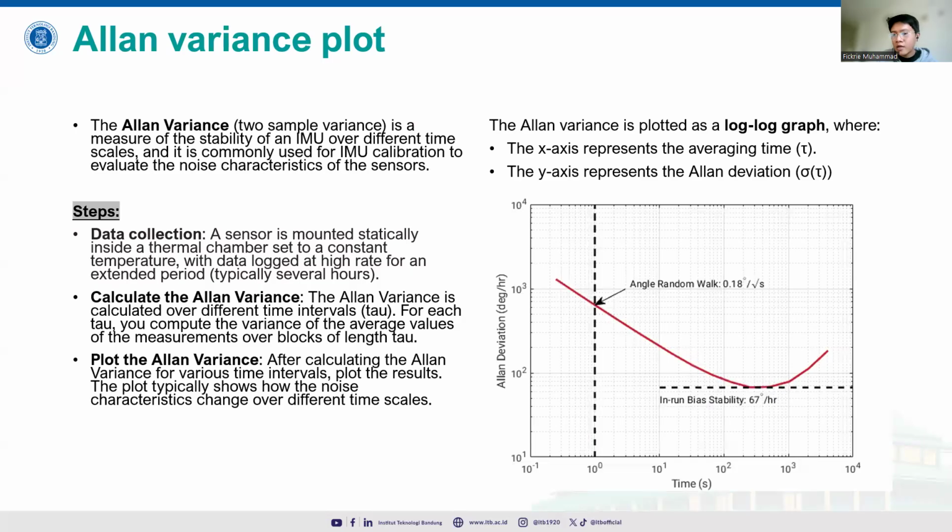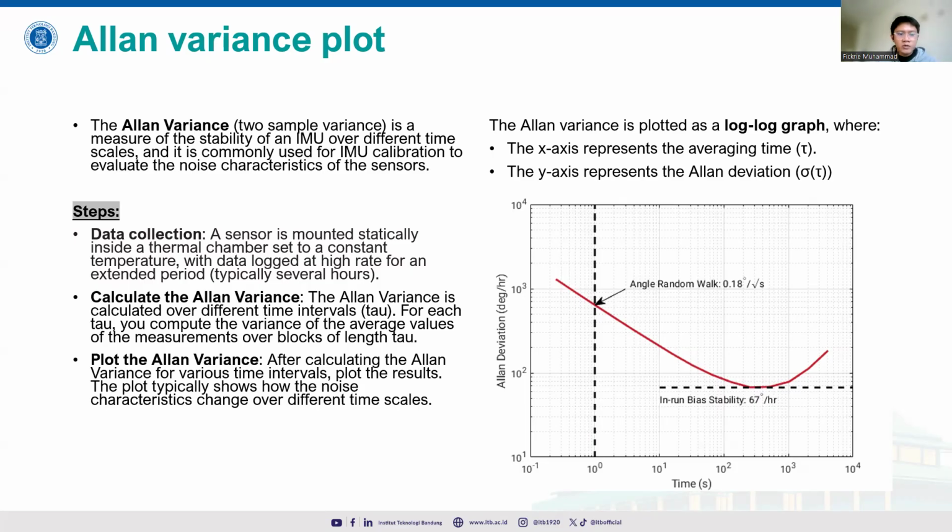and the in-run bias stability over the time frame, because we basically have a long period of measurements. We can see how the bias stability behaves over this long period of time, and how the random walk is in the initial position, for example. This graph is plotted as a log graph, where the x-axis represents the averaging time, or tau, and the y-axis represents the Allan deviation, also called sigma tau.